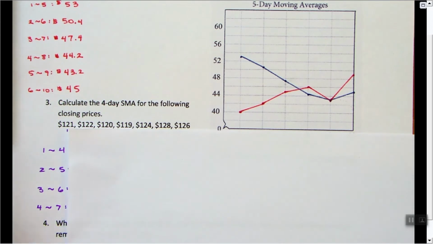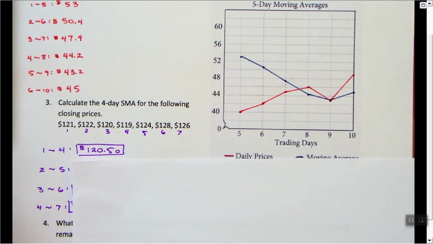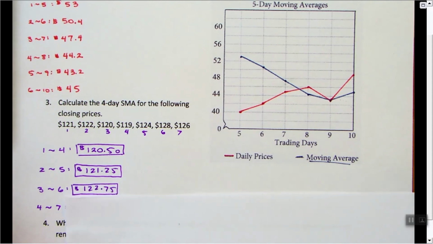Okay, I numbered them for myself just to help me out. For 1 through 4, I got 120.50. For 2 through 5, I got 121.25. For 3 through 6, I got 122.75. And 4 through 7, I got 124.25. And again, I don't know if I'm right, but I hope I am.